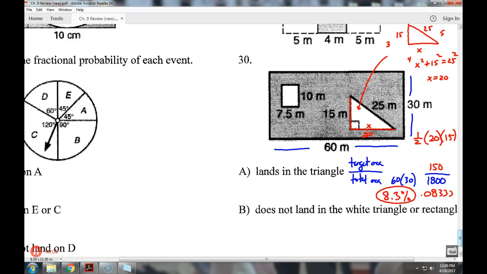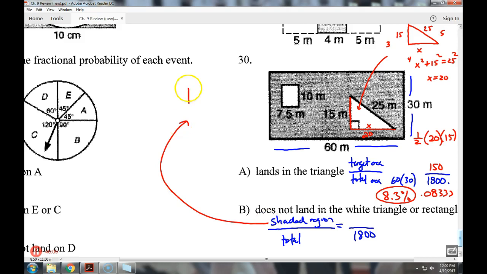Alright, what's the chance that I do not land in the triangle or the rectangle? The white rectangle and triangle. So basically, I could replace this with what's the chance I'm going to land in the shaded region. So that's my target area. Here's my total. I can work kind of smart on this one. I've already done the total right up above, so I'm going to cheat and pull that 1800 over. Alright, so shaded region. Here's where the money's made. For the shaded region, I'm going to do big rectangle, take away little rectangle, take away triangle. And that should equal the shaded area.